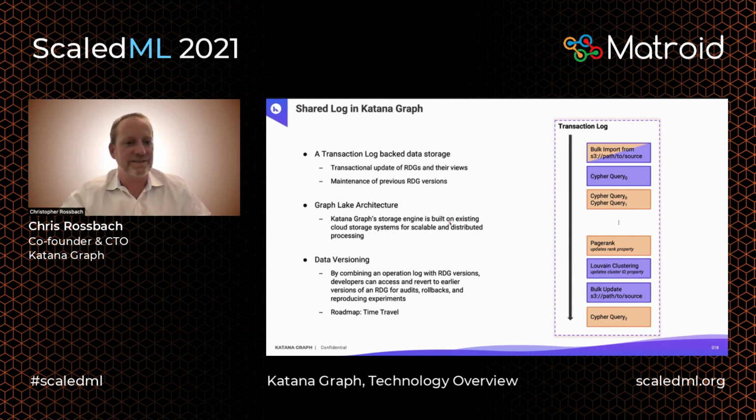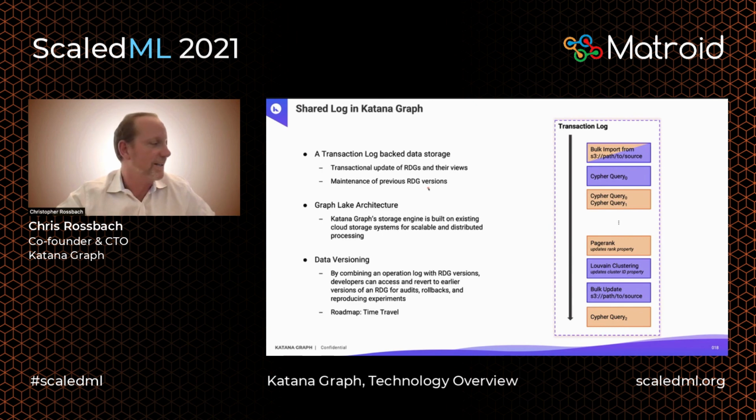So this is a nice extension of previous shared transaction log ideas that also extends very naturally to support exposed data versions. So by combining an operation log with this history of RDG versions, developers can easily access and revert to earlier versions of an RDG. And this is useful for a lot of compliance-related things like audits, disaster recovery, things like rollback, empirical concerns like reproducing experiments, and then ultimately time series analysis that may compare one version of a graph in the past against a more recent version.